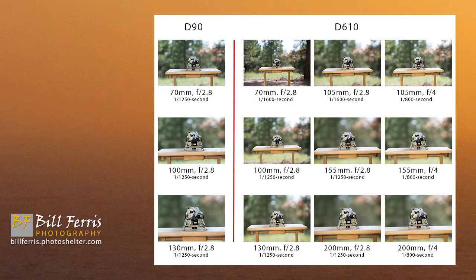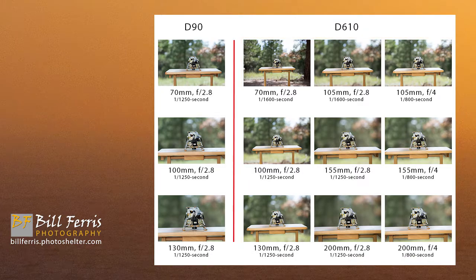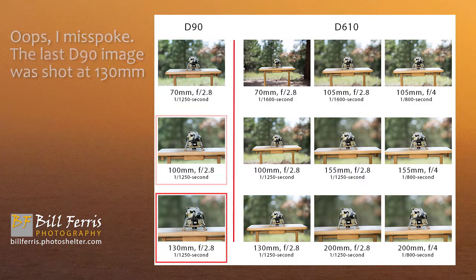Here's another set of images comparing the performance of full frame and crop sensor camera bodies. In the first column are images made with the Nikon D90, and in the next three columns are images made of the same subject and using the same lens, but with the Nikon D610. Now for the Nikon D90, the images were all made at f2.8, but at different focal lengths within the zoom range of that Tamron 70 to 200 lens, at 70 millimeters, at 100 millimeters, and 135 millimeters with the D90.